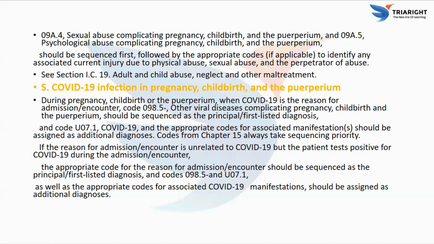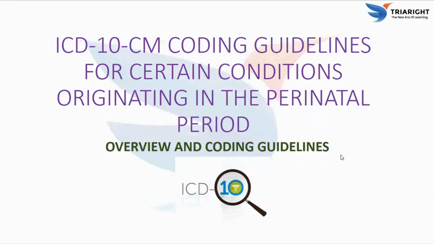The second example is a pregnant woman admitted for delivery but COVID positive during admission. So the coding sequence is O80 for normal delivery, and then you have to add the code O98.5 followed by the COVID code U07.1. So this is about the chapter 15 codes related to pregnancy, childbirth and puerperium. Now let's talk about ICD-10 coding guidelines for certain conditions originating in the perinatal period.